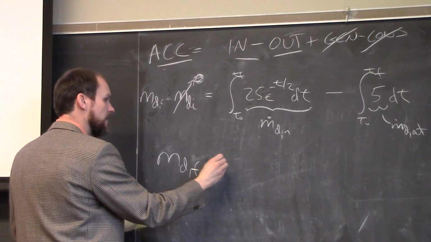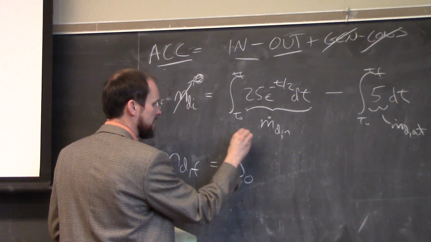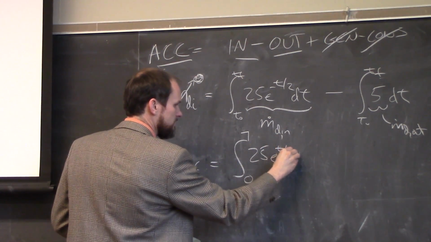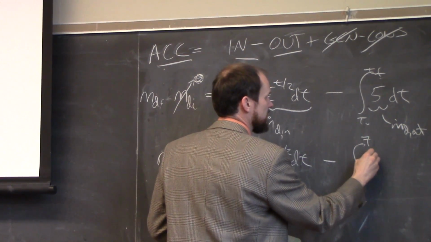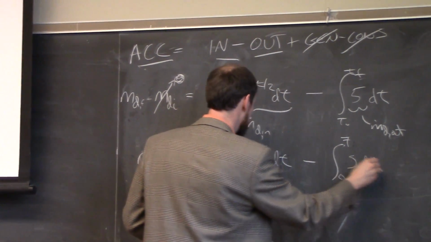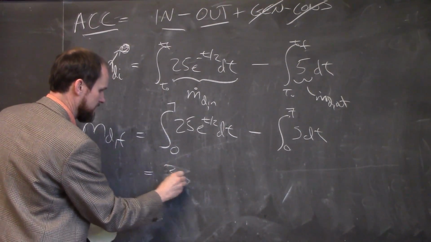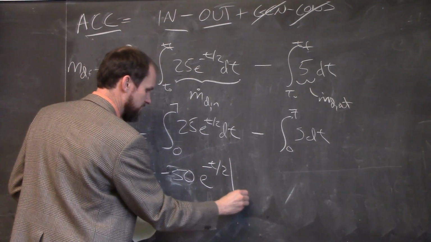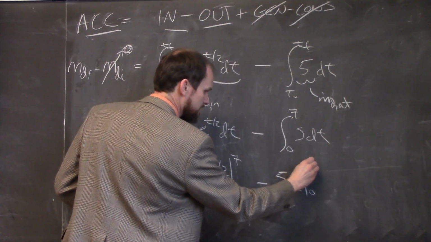The final mass of drug then is going to be, we integrate this from 0 to 7 days, 25 e to the minus t over 2 dt, minus the integral from 0 to 7 of 5 dt. So again, I get 50, minus 50 e to the minus t over 2 from 0 to 7, minus 5t from 0 to 7.